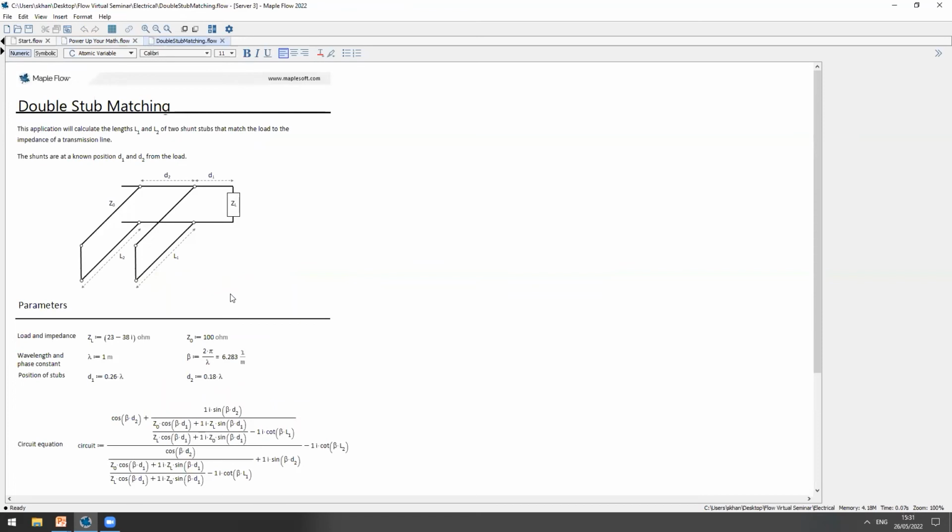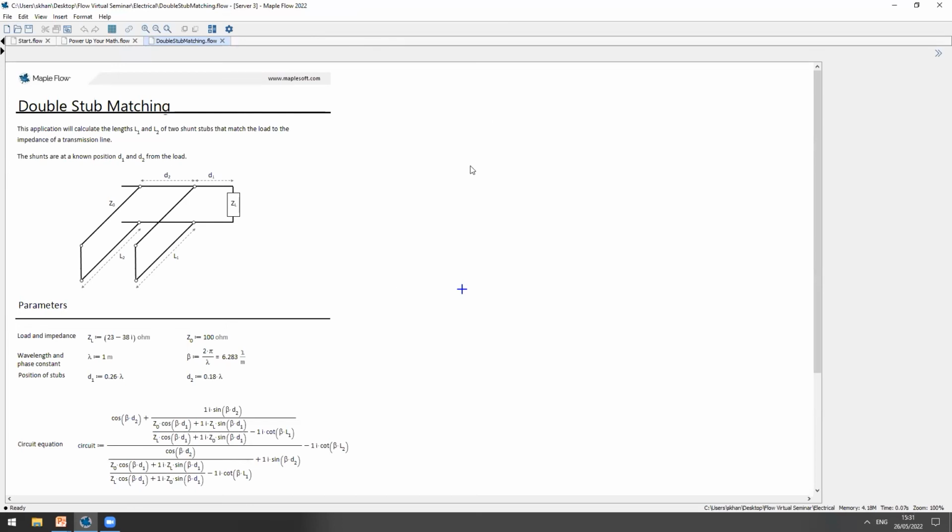Electrical engineers sometimes need to match the load to the impedance of a transmission line, numerically solving a nonlinear set of equations. That actually requires strong numerical solvers. The use of numerical solvers supersedes traditional approaches using Smith charts. There are ways and means of generating Smith charts in Maple, but we won't cover those in this session.